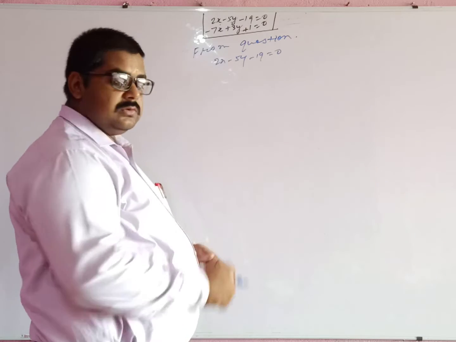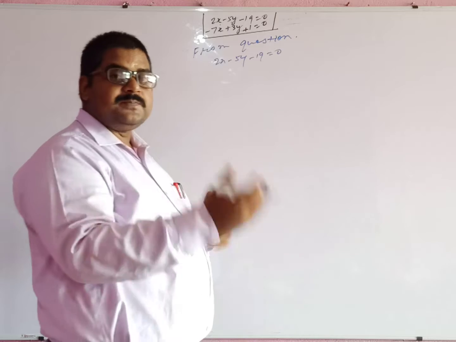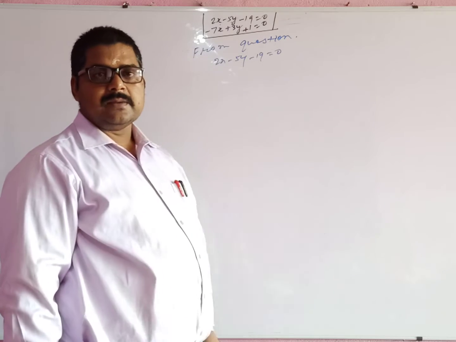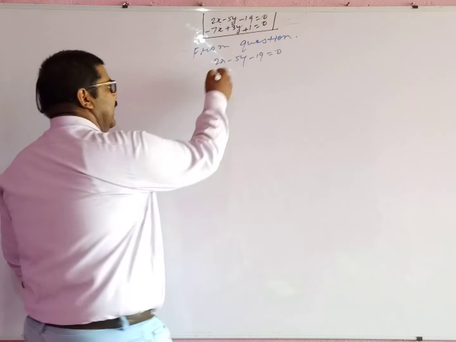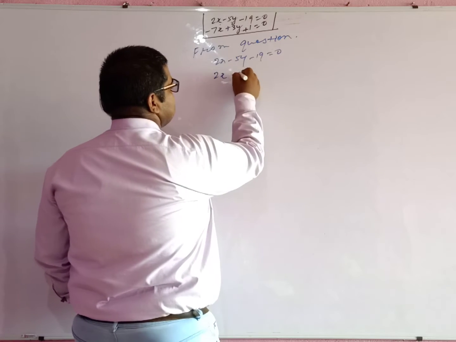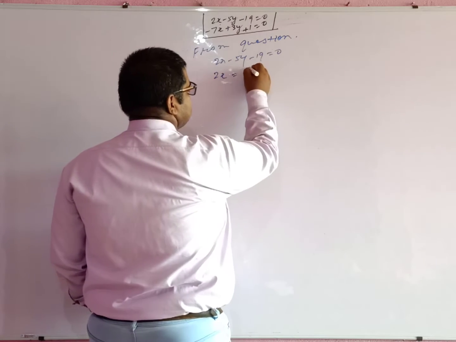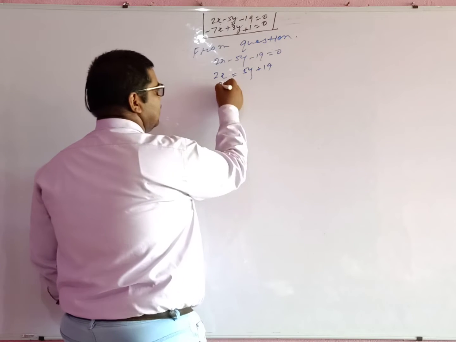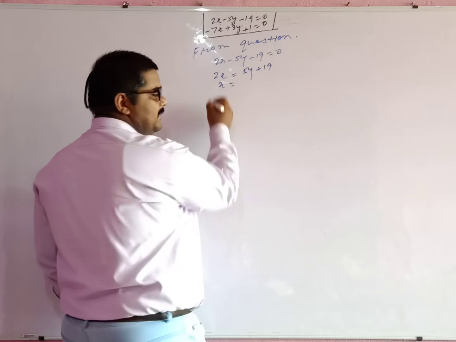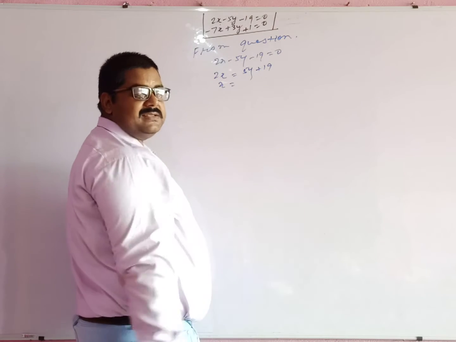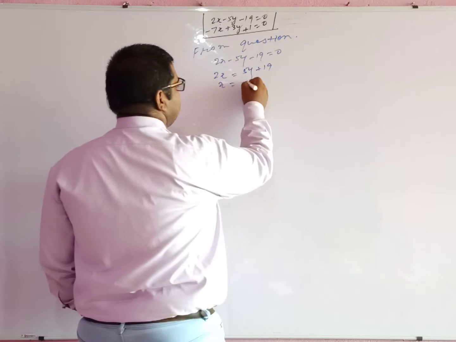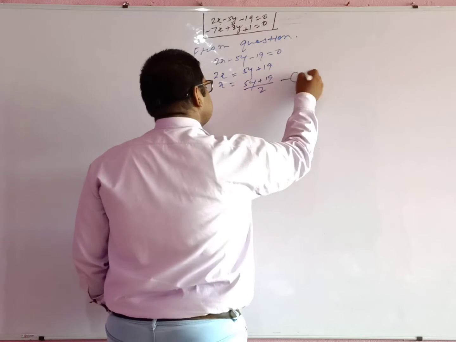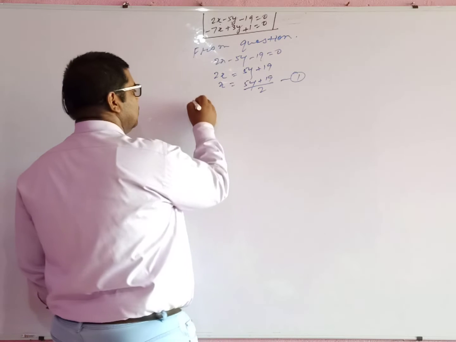What to do? You know that you need to express either x or y in terms of the other variable. I have taken 2x is equal to, you shift minus and it changes into plus 19. Then x is equal to, because there is a multiplication, and multiplication changes into division. So you write 5y plus 19 upon 2. This is considered as 1.